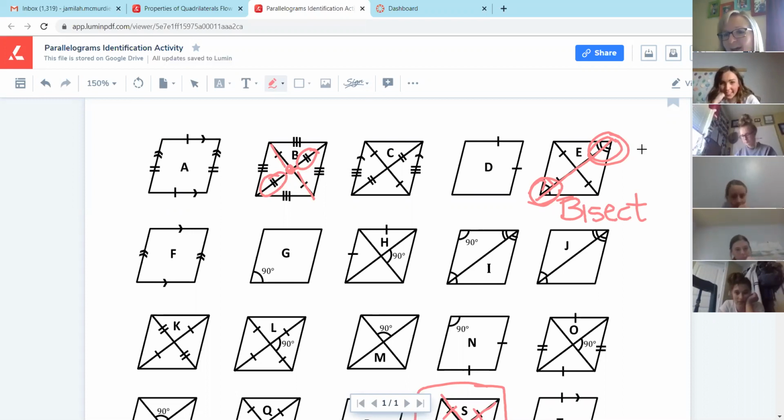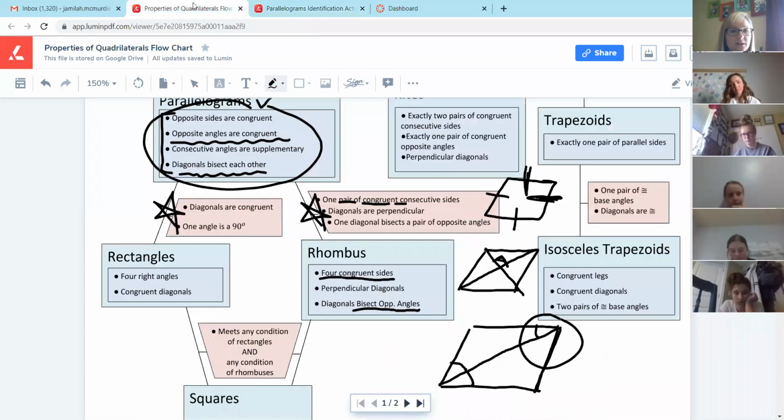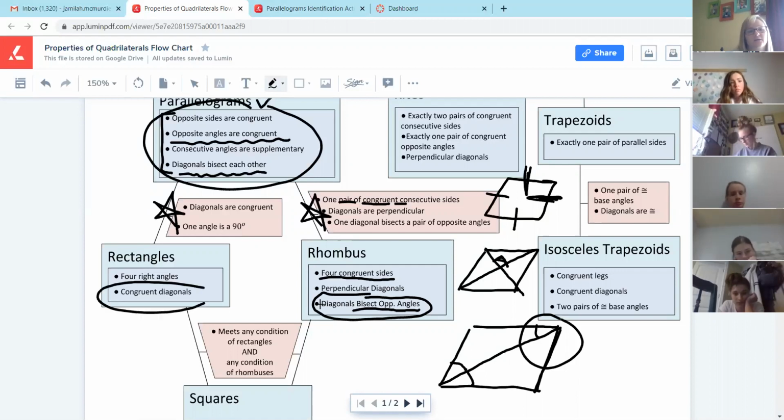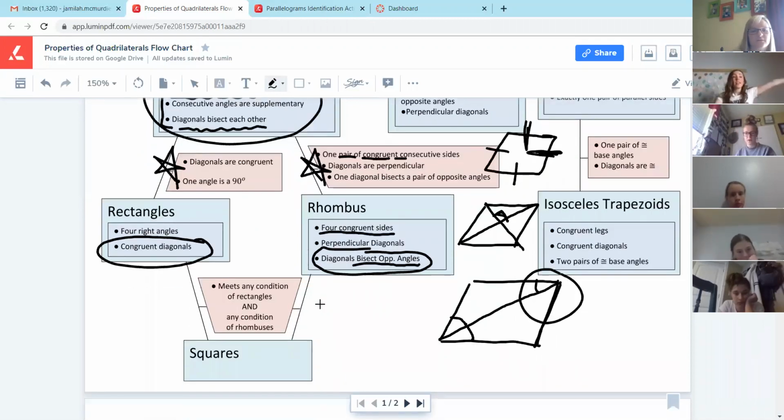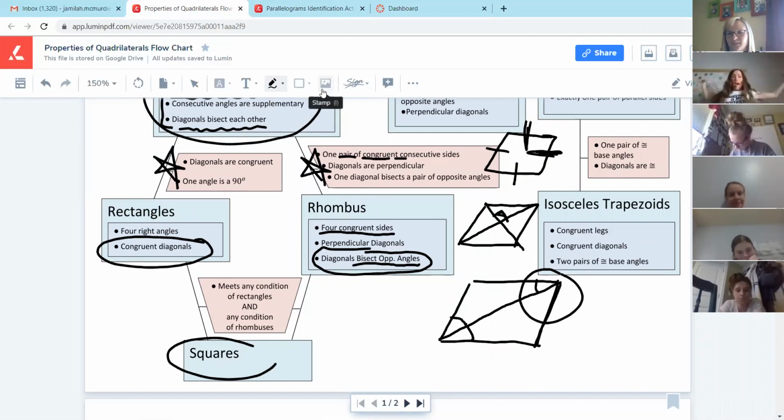It's fine. So that diagonal is bisecting those opposite angles. So let's look over here. Diagonal bisects opposite angles. Look, what is that? Rhombus. That's a rhombus. And congruent diagonals is a rectangle. So that shape must be a square. Woo. Yeah? Okay. Any other questions for me?